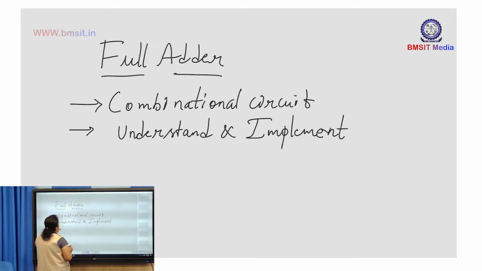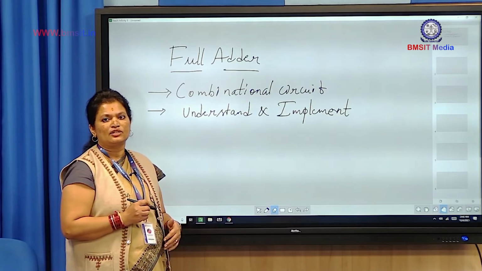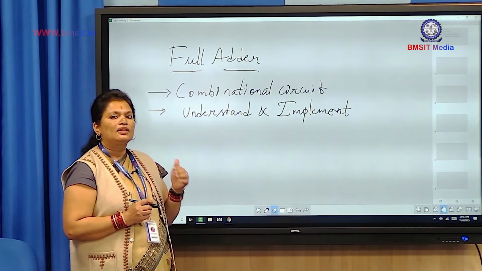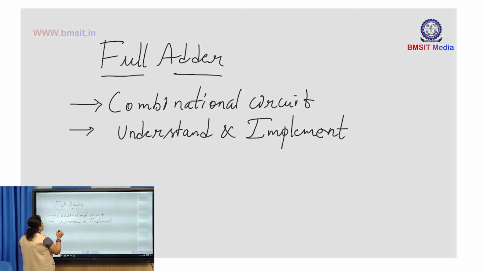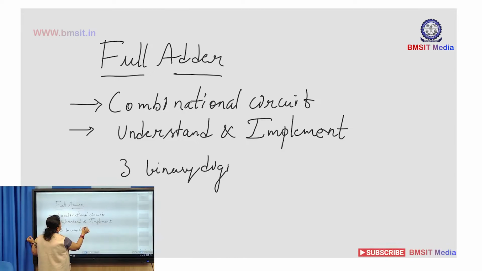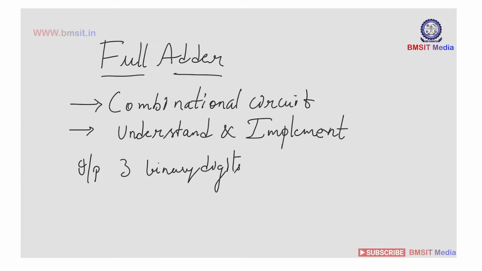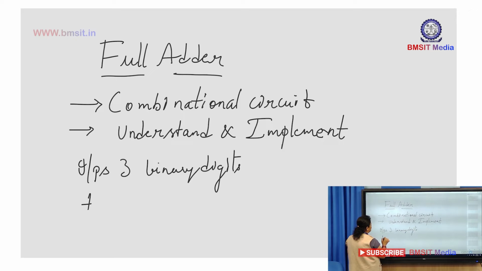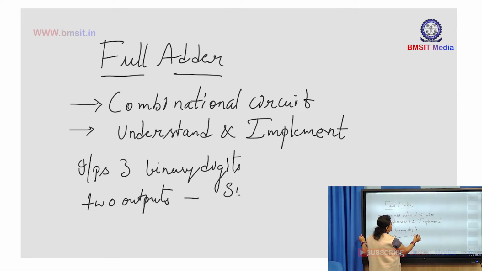Full adder is, as already told, a combinational circuit which adds three inputs. They are three binary digits. It adds three binary digits, and it produces two outputs. The outputs are called sum and carry.